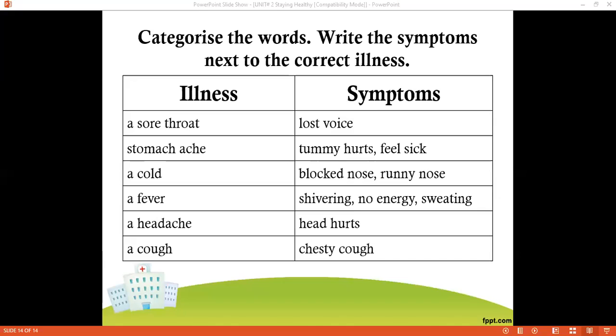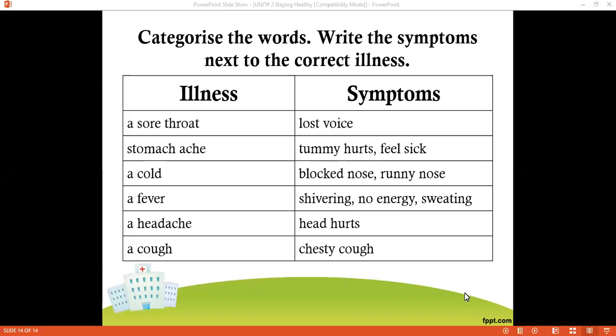Now, if the illness is a fever, the symptom can be shivering, no energy, or sweating. If the illness is a headache, the symptom is head hurt. Then if the illness is a cough, the symptom is chesty cough. So these were the common illness and their symptoms.